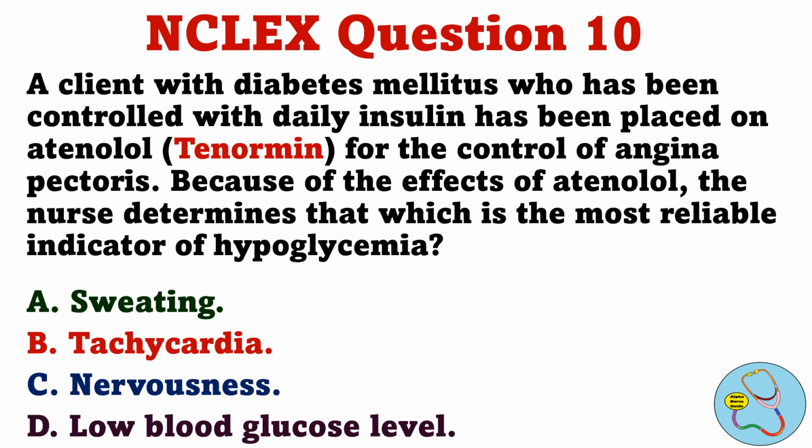Question 10. A client with diabetes mellitus, who has been controlled with daily insulin, has been placed on atenolol for the control of angina pectoris. Because of the effects of atenolol, the nurse determines that which is the most reliable indicator of hypoglycemia? A. Sweating. B. Tachycardia. C. Nervousness. D. Low blood glucose level.